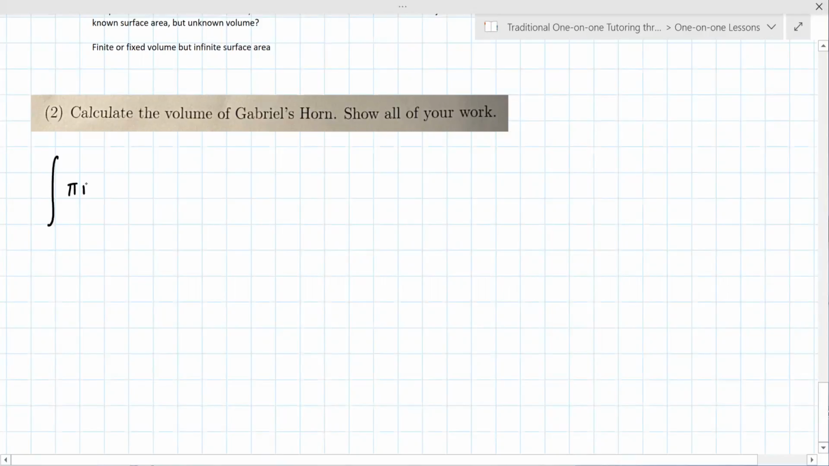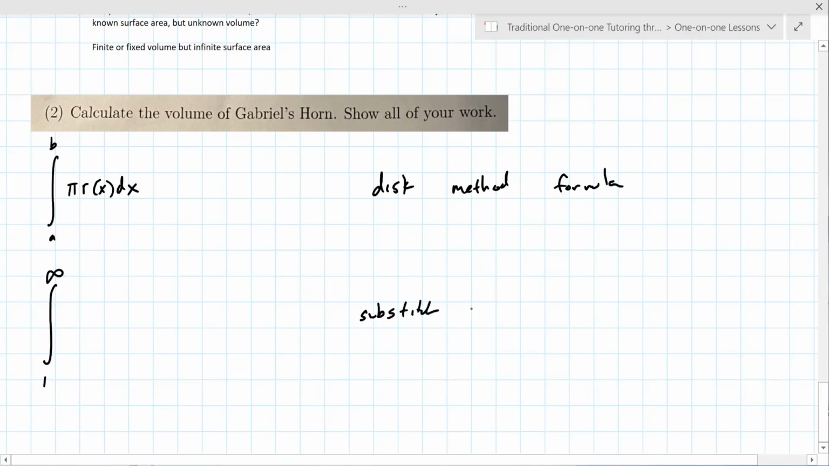So the integral, it's pi r of x squared dx from a to b. This is the disk method formula. Okay, and then the next thing we did here is we substitute, or you can even use the word evaluate, for a equals 1, b equals infinity, r of x equals 1 over x. So pi times 1 over x, yeah, that's squared, sorry, squared dx.